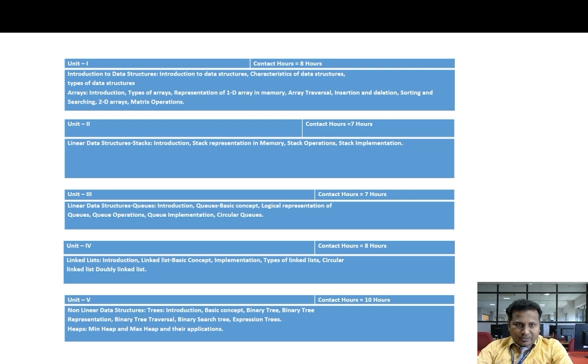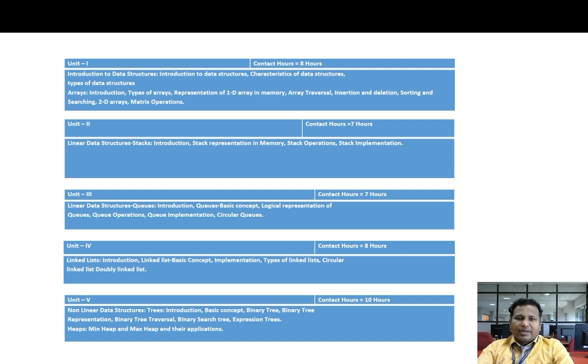Then the second unit consists of the actual data structures. We call them linear data structures, where we discuss stacks, the representation of a stack, the operations, and the implementation. A stack is nothing but the organization of data in an array, where insertion and deletion are done from the same end of the array, and that end we call the top of the stack. The process of inserting elements into the array is called a push operation. Removing an element is called a pop operation.